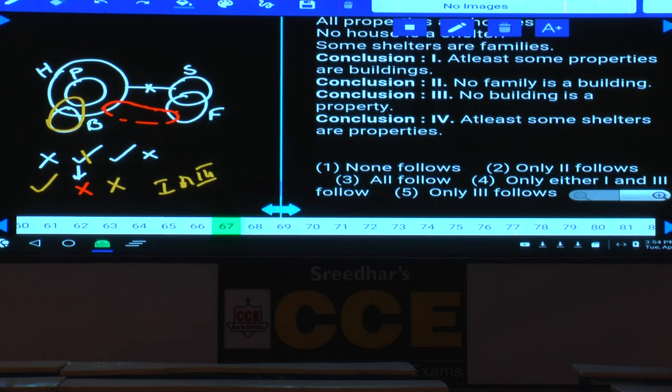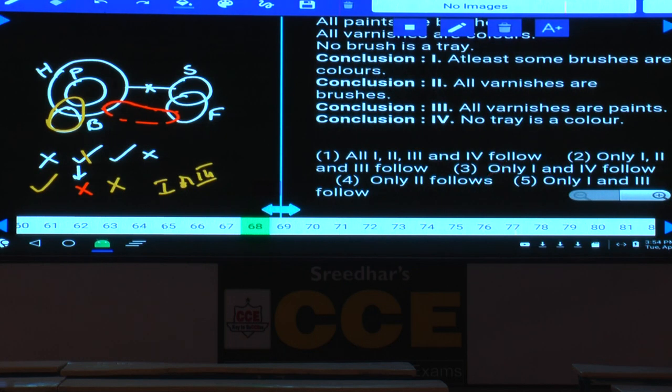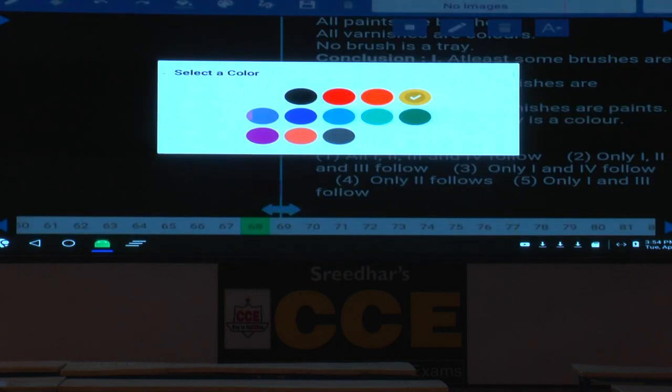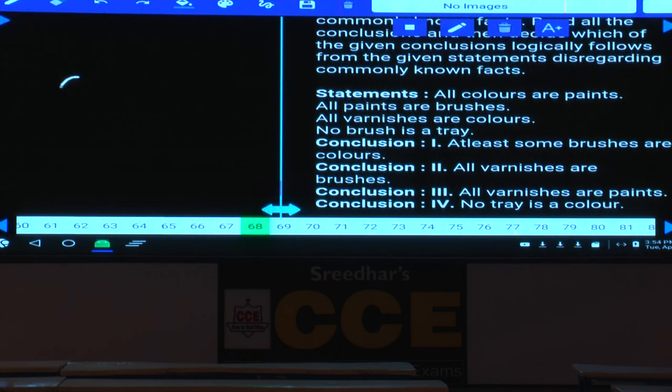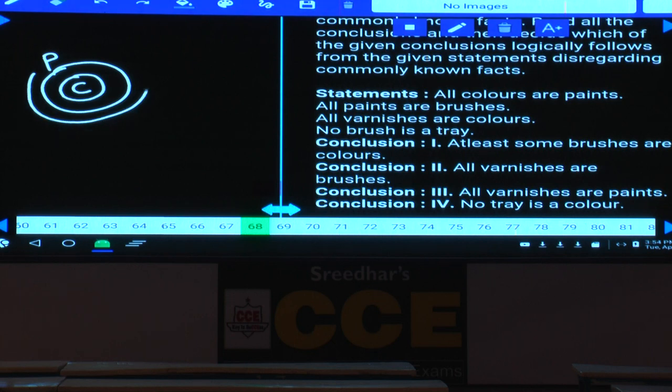And next one, question number 68. Now in this 68, the statements: all colors are paints. All these colors are paints can be represented like this. All paints are brushes. All varnishes are colors. All the varnishes are what? Colors. All varnishes are colors.